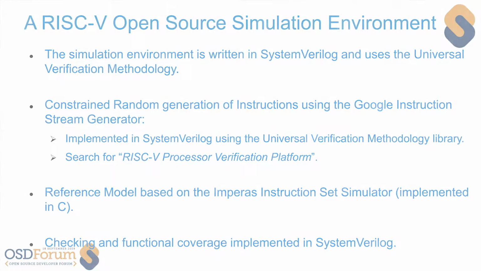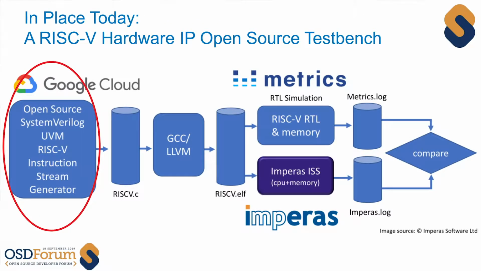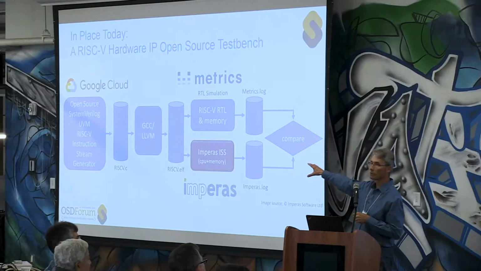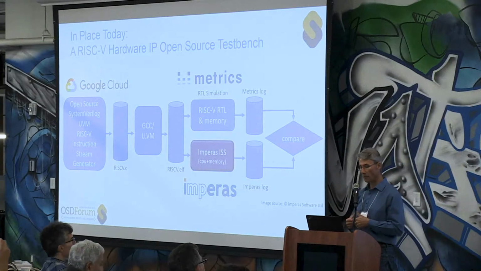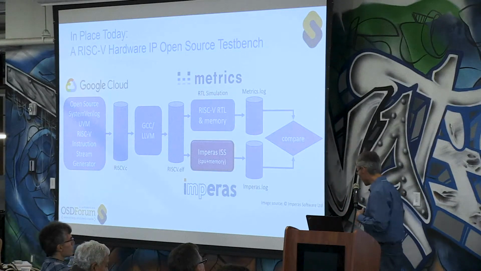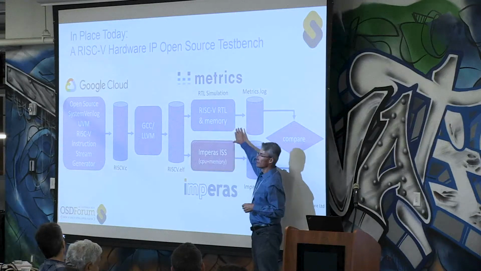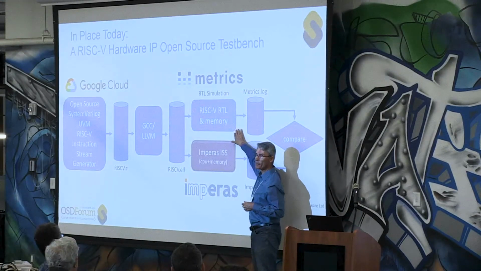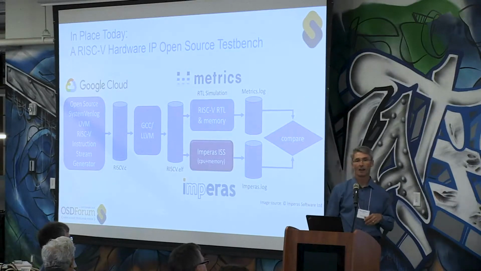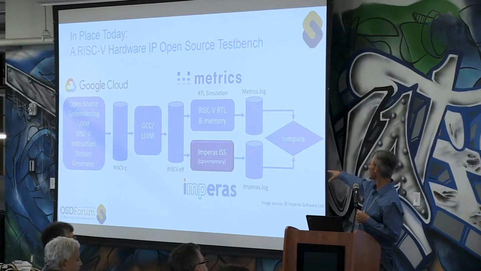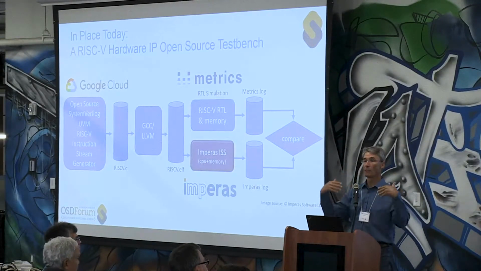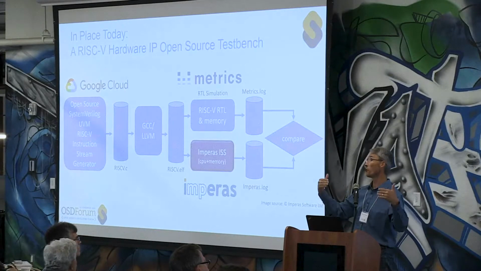If you did all that, you'd have something that looks a little bit like this. This is in place today. On the far left is the Google random instruction stream generator, which generates RISC-V instructions and presents them both to this guy right here, which is our open source hardware IP. It's the RTL model. Guys like me tend to call it the device under test. Down below it is the Imperas instruction set simulator. They both get the same instruction stream, and they both hopefully produce the same results.